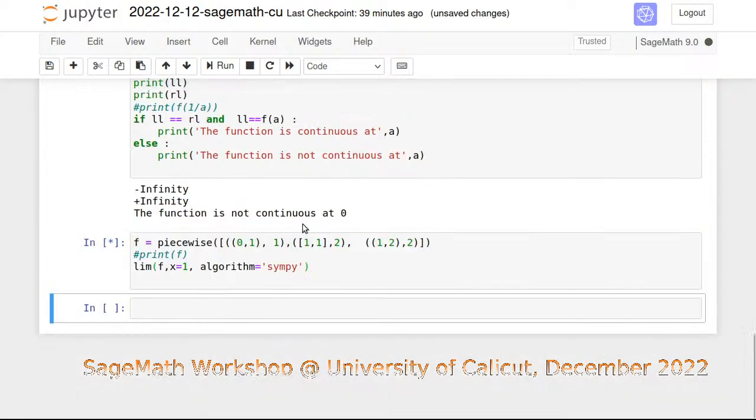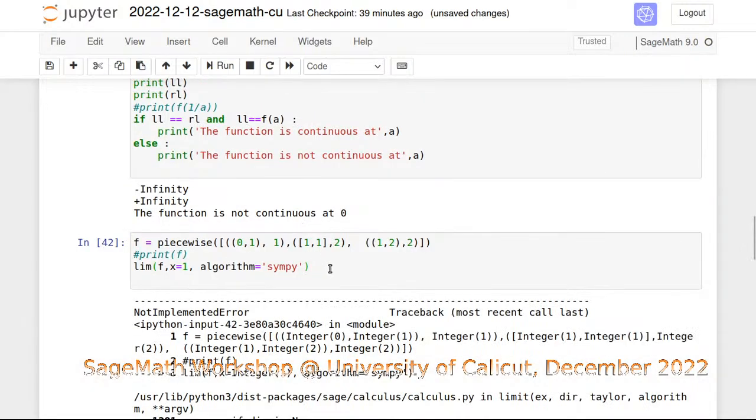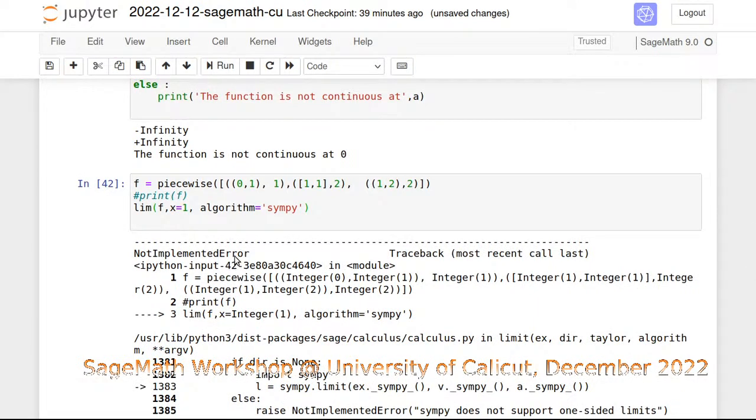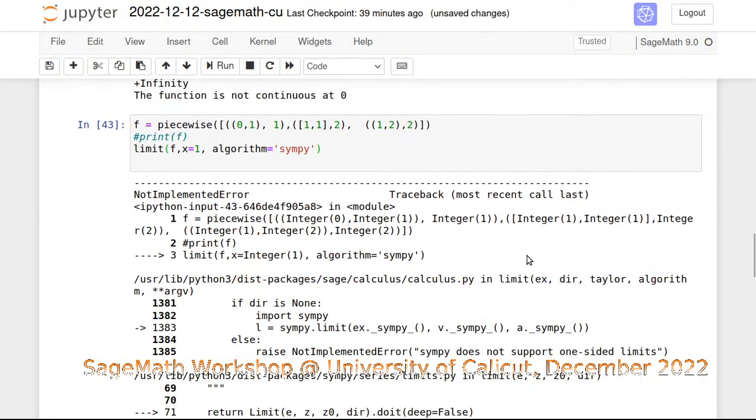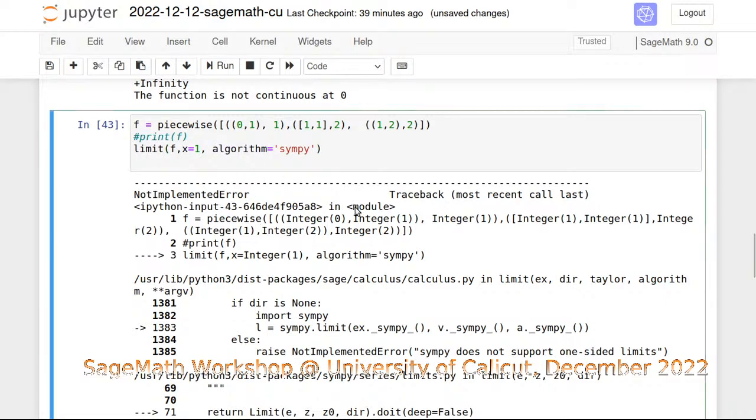Maybe. Oh, not implemented. What is this? For that I need to use limit, not lim. Okay, even that is not correct. So I define limit x equal to 1 by 2. The spelling is correct. SymPy I used. Maybe I should. That should not make a difference, but I am just trying.